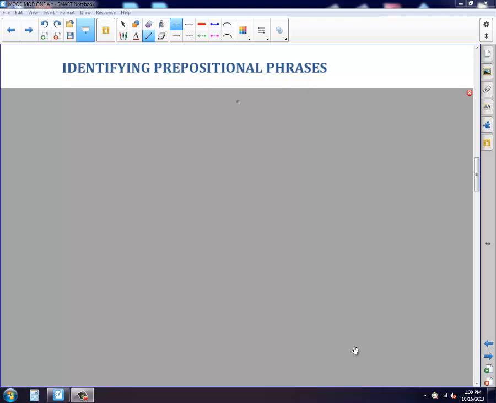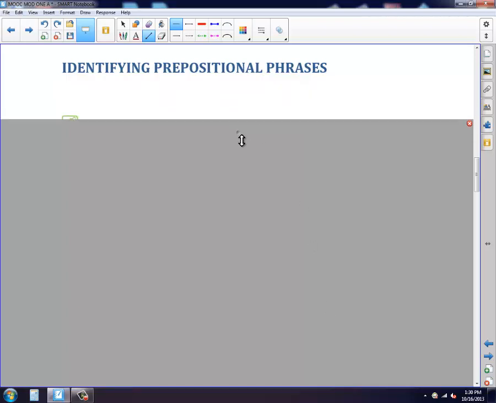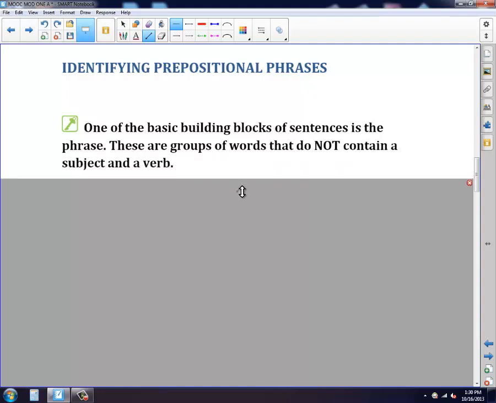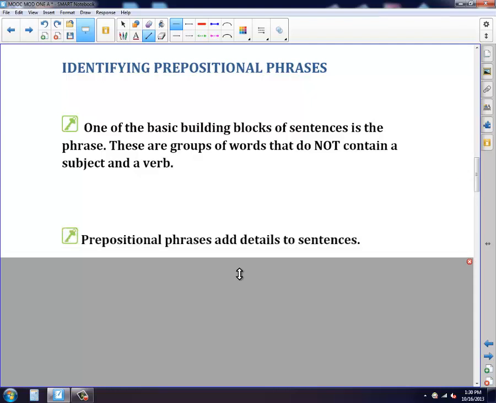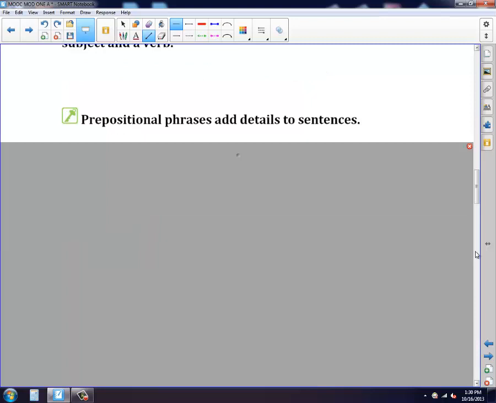Now let's look at identifying prepositional phrases. One of the basic building blocks of sentences is the phrase, defined as a group of words that does not contain a subject and a verb. The most common type of phrase is the prepositional phrase. Prepositional phrases add details to sentences that might otherwise be dull.